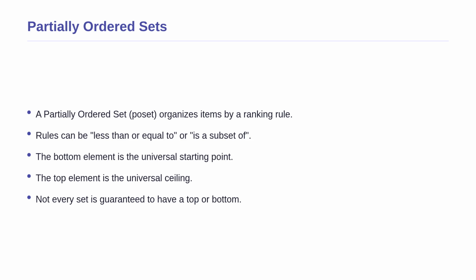Now that we have our corporate analogy, let us look at how this works mathematically. We start with a partially ordered set, or POSET for short. This is simply a collection of items combined with a specific rule to compare them, like is less than or equal to. In such a set, the bottom element acts as the universal starting point that everything else grows from. Conversely, the top element is the universal ceiling that nothing can go beyond. Keep in mind, a set does not strictly have to possess a top or a bottom. Sometimes the hierarchy just goes on forever.